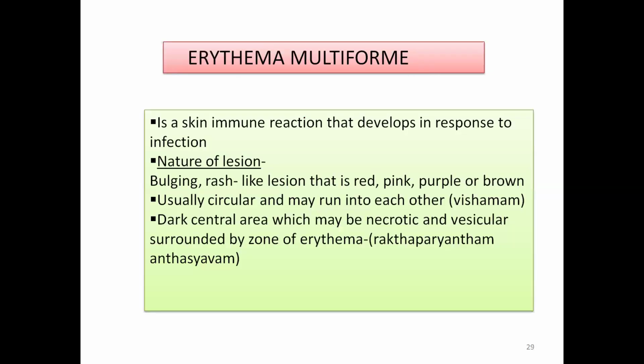That may be correlated with the erythema multiforme. It's a skin immune reaction that develops in response to infection. Actually, this erythema multiforme is a secondary condition, seen post certain infectious conditions like rheumatic fever. Bulging will be there. Rash-like lesions that are red, pink, purple, or brown, usually circular and may run into each other.